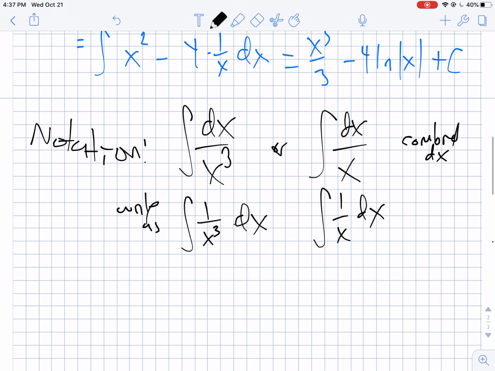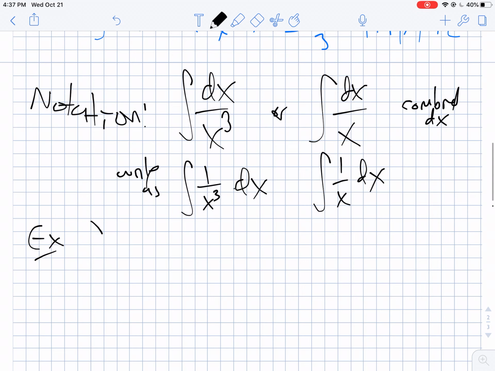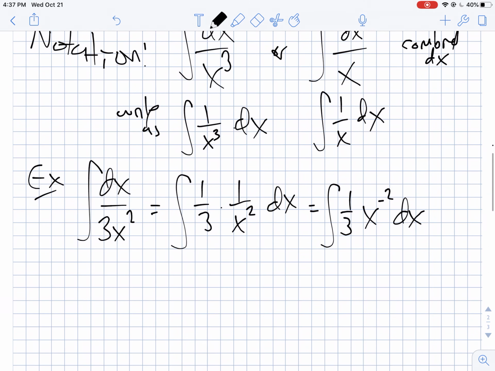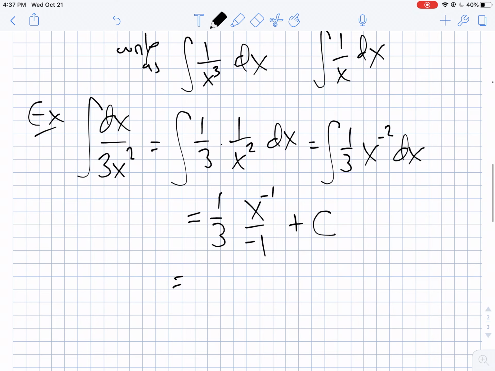So when someone asks you to find, for example, the integral of dx over 3x squared, don't get scared off by this. You want to write this as the antiderivative of 1/3 times 1 over x squared dx. So that's 1/3 times x to the negative 2 dx. To do that, I'm going to leave the 1/3 in front and raise the power by one, so x to the negative 1 over negative 1 plus c. I could clean that up as negative 1/3 times x to the negative 1 plus c. But that's the strategy: if you see dx over something, just take that little guy and move it to the end separately. Don't get confused by that notation.